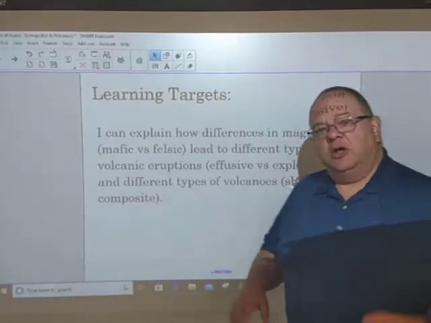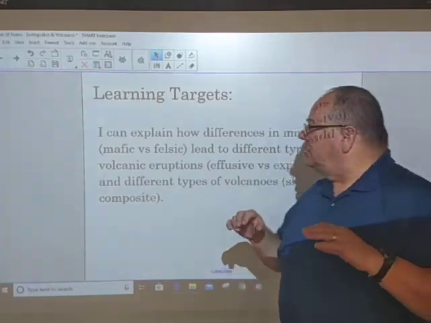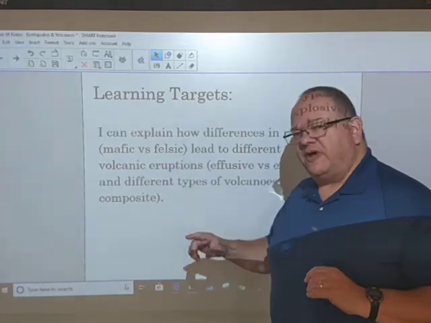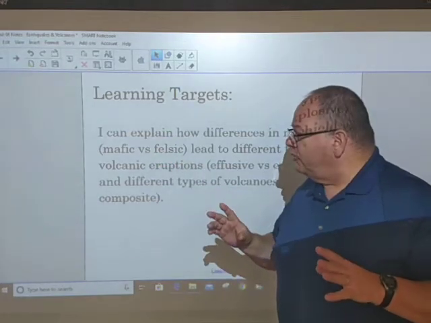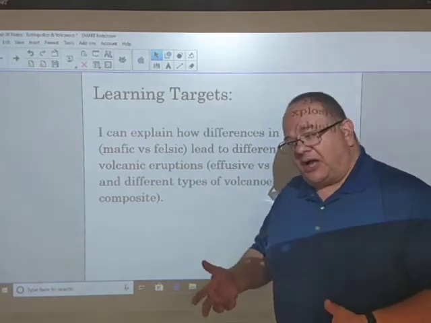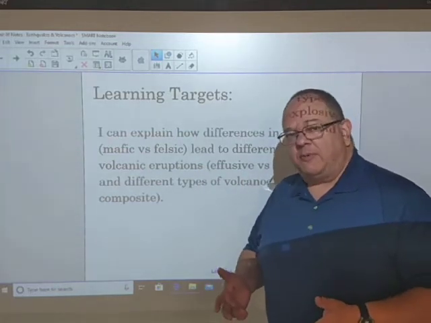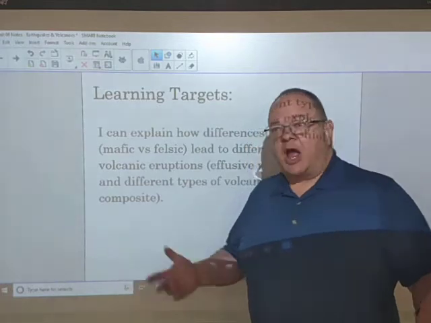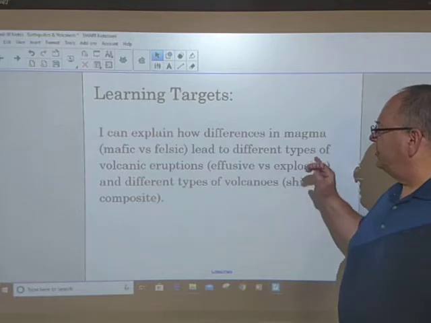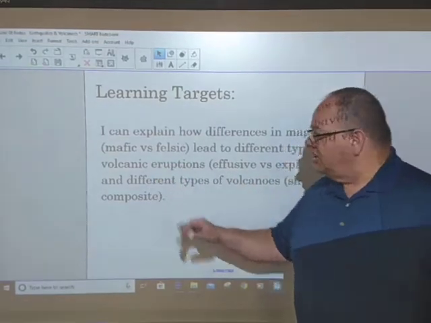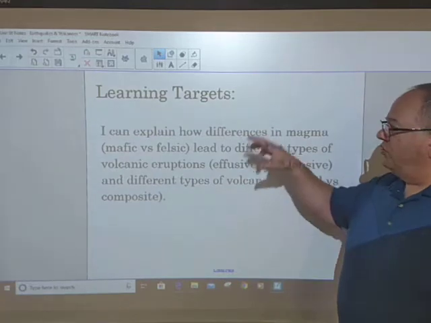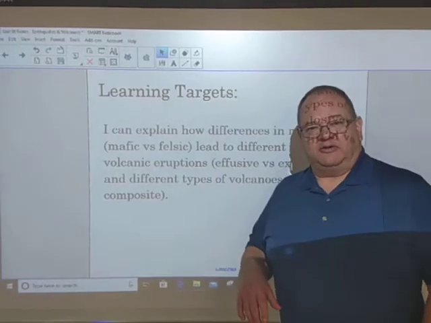So today, what we're going to do is look at differences in magma in terms of mafic versus felsic. Those are terms we've heard before. Mafic and felsic refer to rock properties. We can also refer to magma properties because magma is just liquid rock. But the differences in mafic and felsic are going to lead to different types of eruptions, and different types of volcano shapes. So we're going to see how those all fit together today.